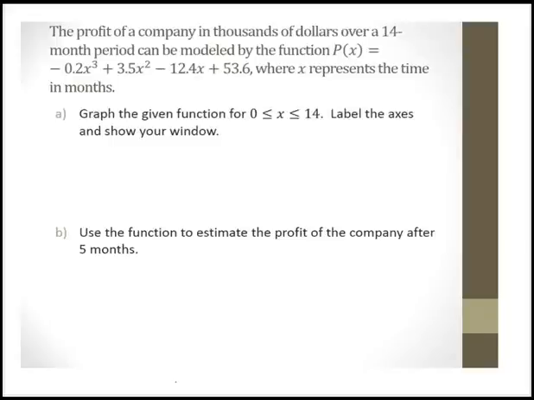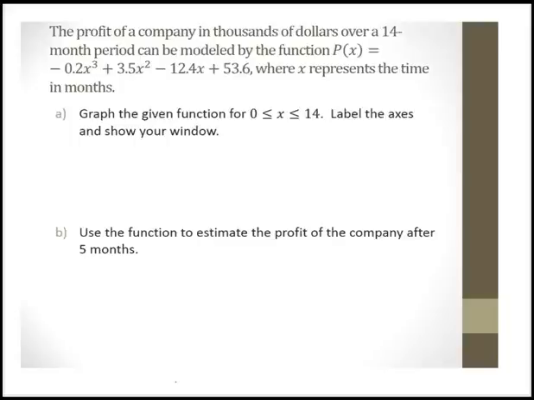All right, we'll end things up with an application. The profit of a company in thousands of dollars over a 14-month period can be modeled by the function p of x is negative 0.2x cubed plus 3.5x squared minus 12.4x plus 53.6, where x represents the time in months. We're asked to graph the given function for 0 to 14 and label the axes and show the window.